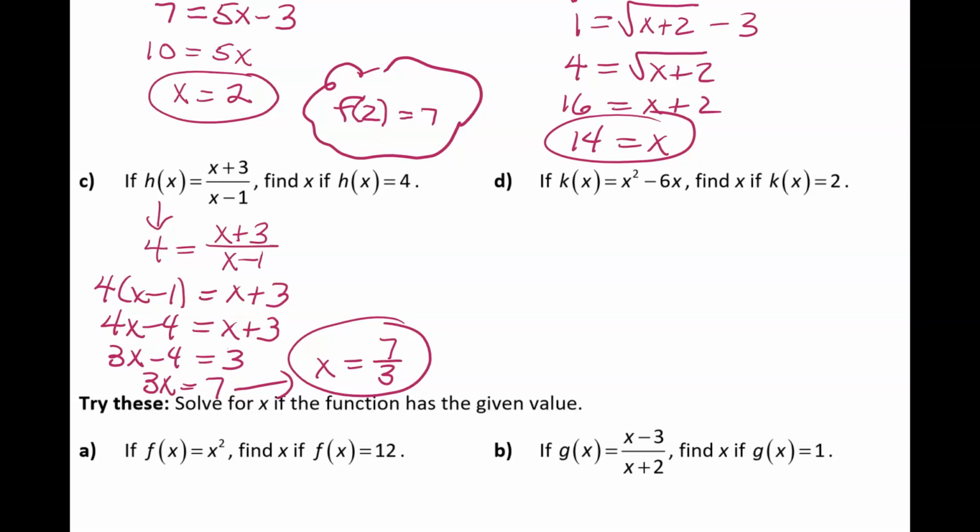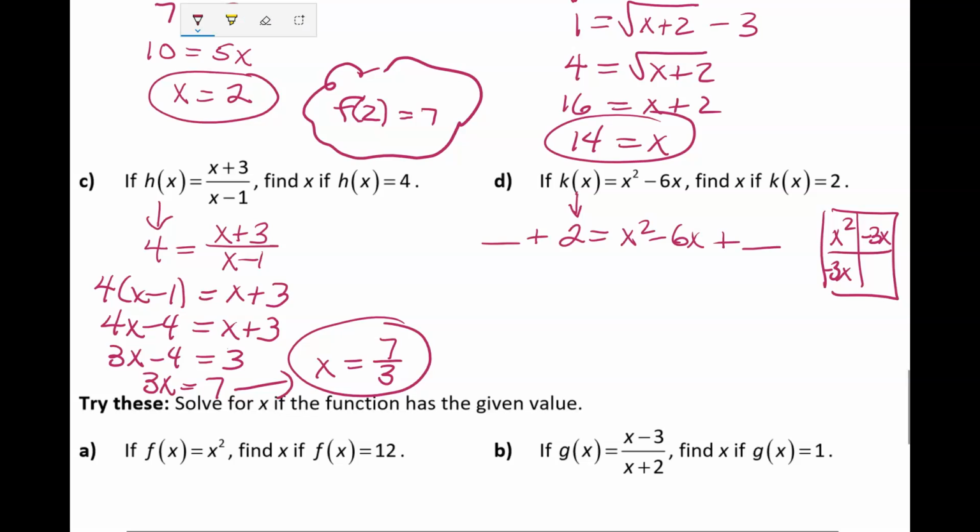And lastly, k of x equals x squared minus 6x. We're finding x if k of x is equal to 2. So we'll replace the k of x with 2. This is a super nice one to solve by completing the square. So I'm going to insert a plus blank on both sides. You maybe remember the shortcut there for completing the square, but I always do a little box there. It's x squared in the upper left, and divide that 6x into 2 equal pieces, negative 3x and negative 3x.